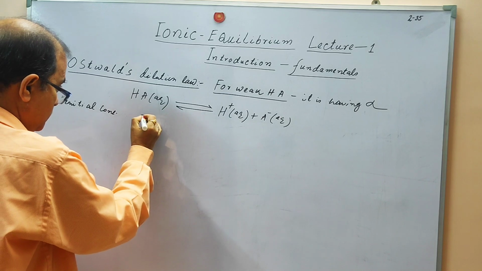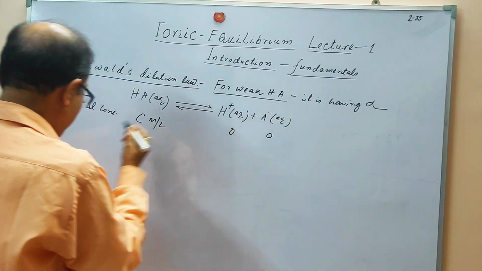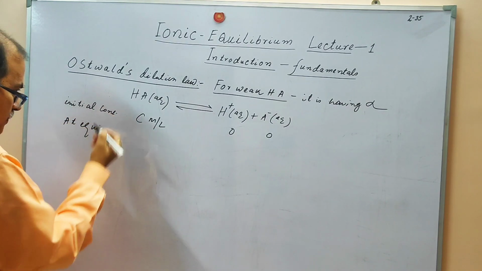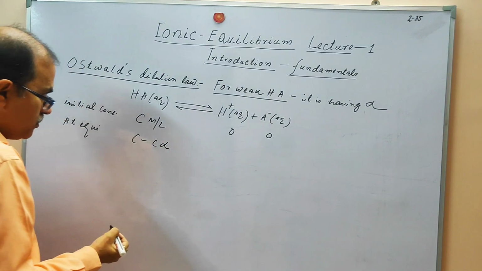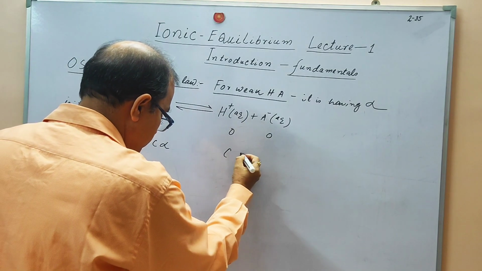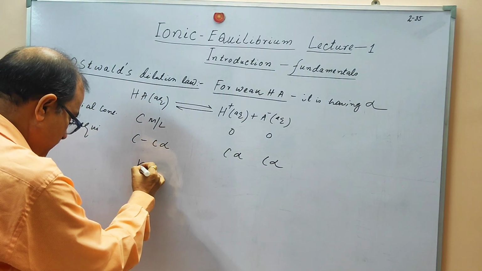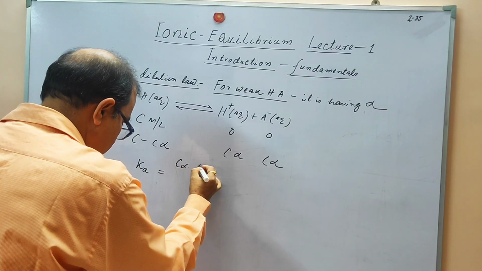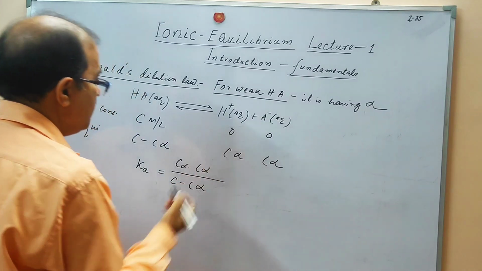Suppose the initial concentration of this acid is C mole per liter, and the ion concentrations are 0. At equilibrium, the molar concentration of the unionized HA will be C minus C alpha, and the ions are C alpha and C alpha. So we get the dissociation constant K, that is C alpha into C alpha divided by C minus C alpha.